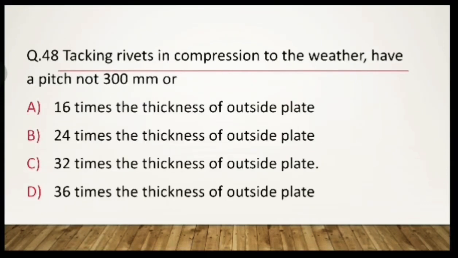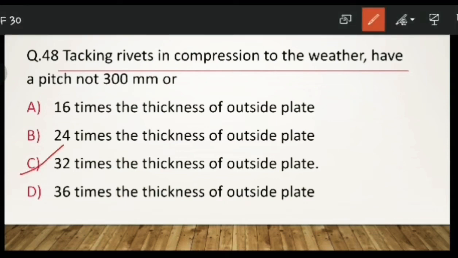Next question, tacking rivet in compression to the weather have a pitch not exceeding 300 mm or: option 1, 16 times the thickness of outside plate, 24 times the thickness of outside plate, 32 times the thickness of outside plate, 36 times the thickness of outside plate. So friends, option 3 is your correct answer, 32 times the thickness of outside plate. This question is from your code specification.